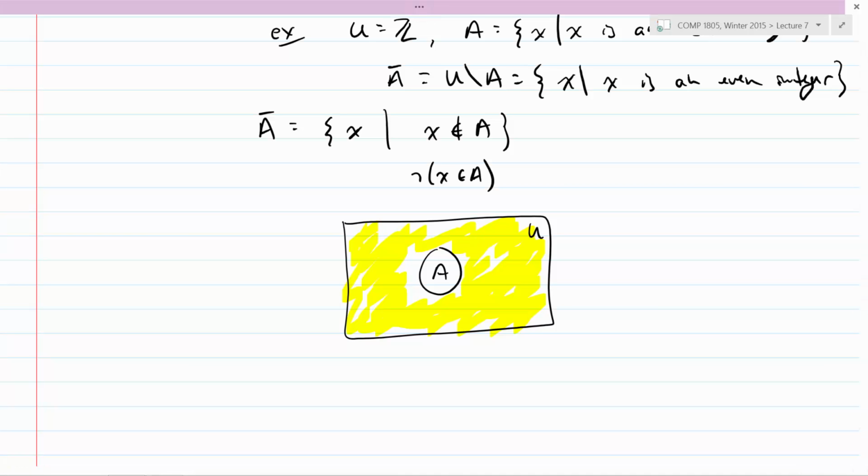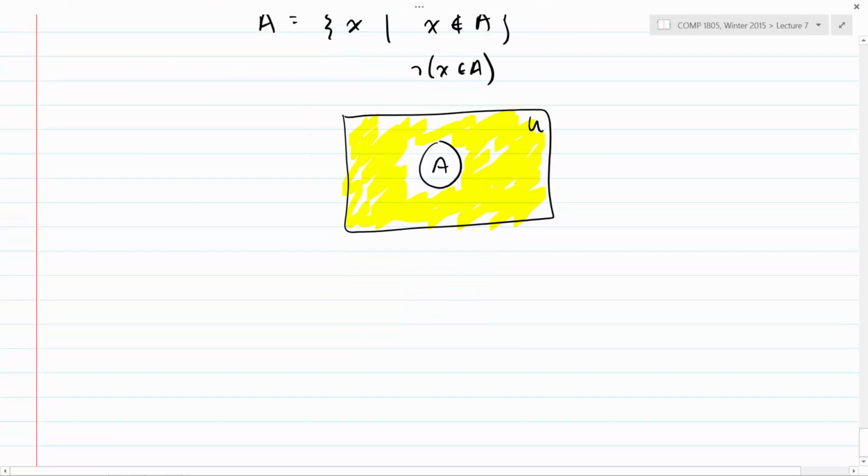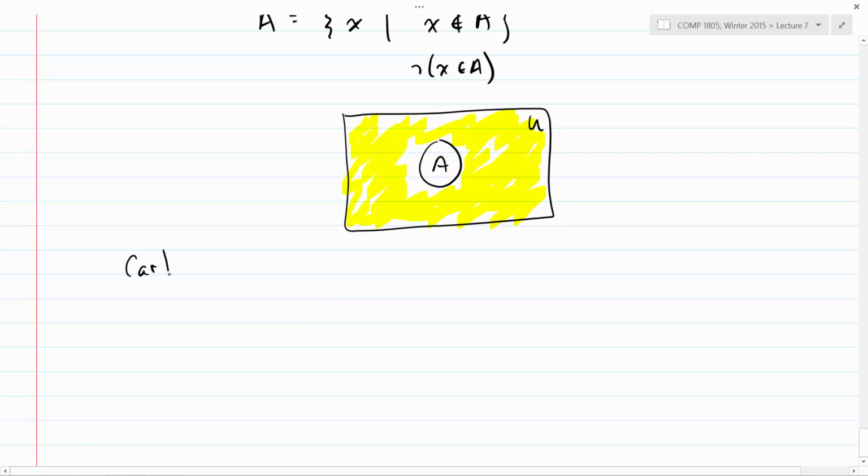Okay? So the last operation I want to talk about is kind of a weird one, and it's the Cartesian product. And I'm going to define it here because it makes sense to define it here, but then we're not going to use it for a while. So you'll have to refer to this again later.